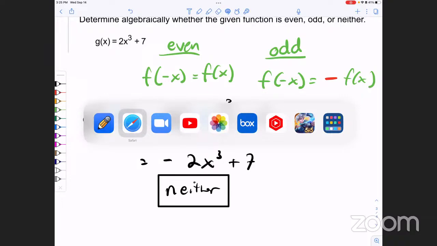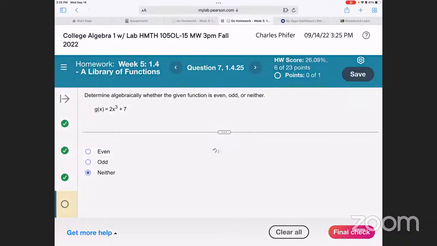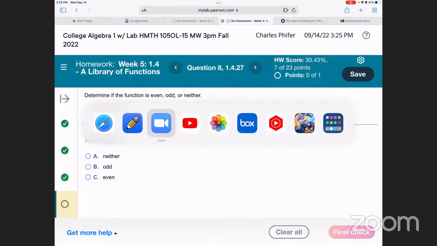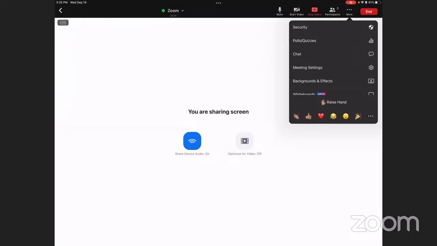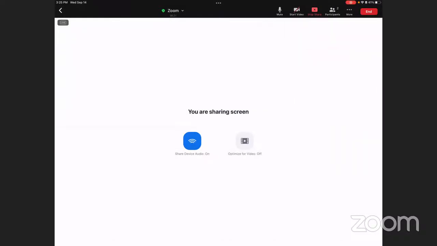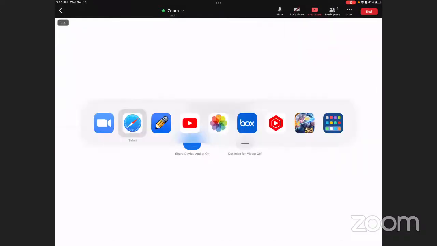Okay, so we're going to put it as neither and check the result. Let me check on Zoom. You guys are awfully quiet. Let me see what's going on here. The chat looks clear, there's no worries. Let's keep it moving.